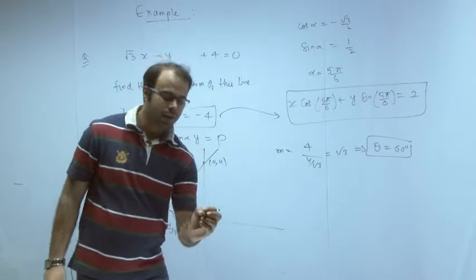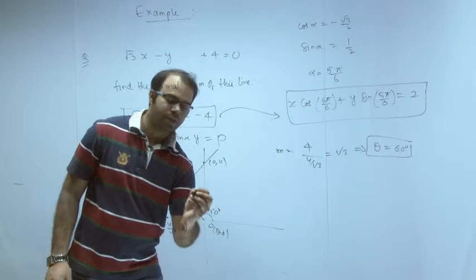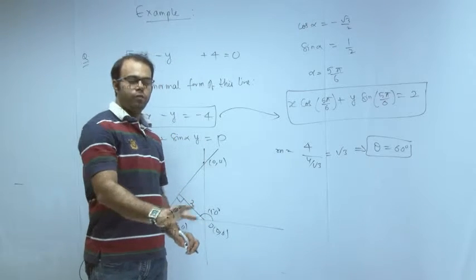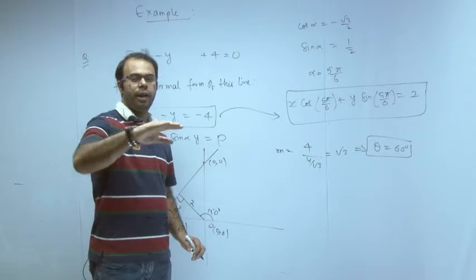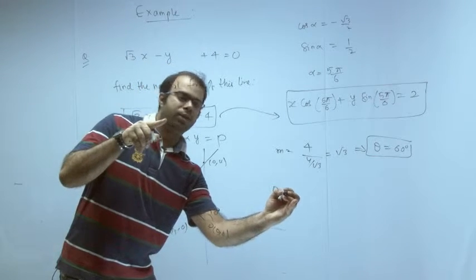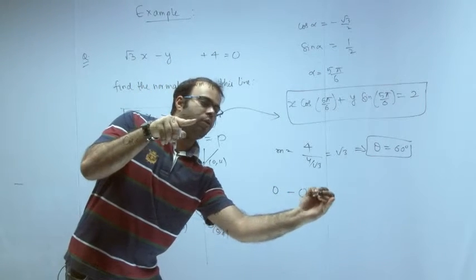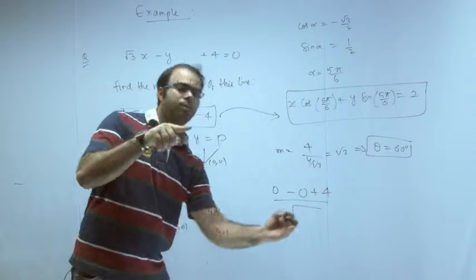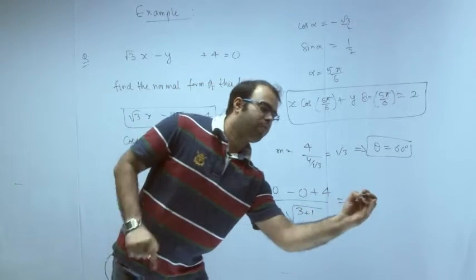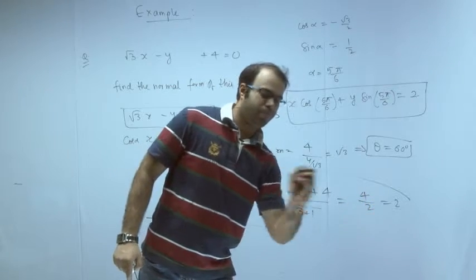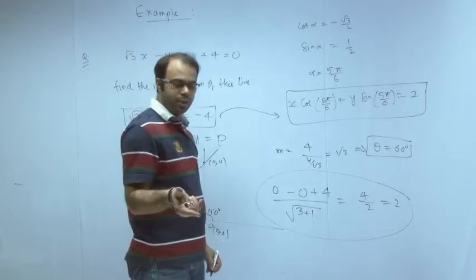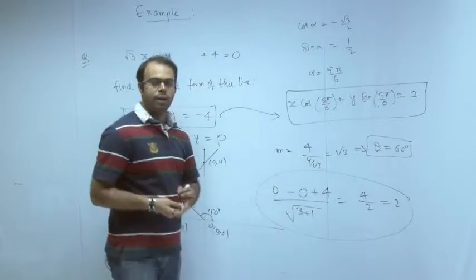Similarly, we can also find the distance from the origin, later on we will study, will be of distance 2 on this line, because we substitute this point on this line, root 3 into 0 minus 0 plus 4 by root over a square plus b square, that will be 3 plus 1, that is going to be 4 by 2. This concept we are going to study later on, but we have checked that distance is 2, so our result is also correct.